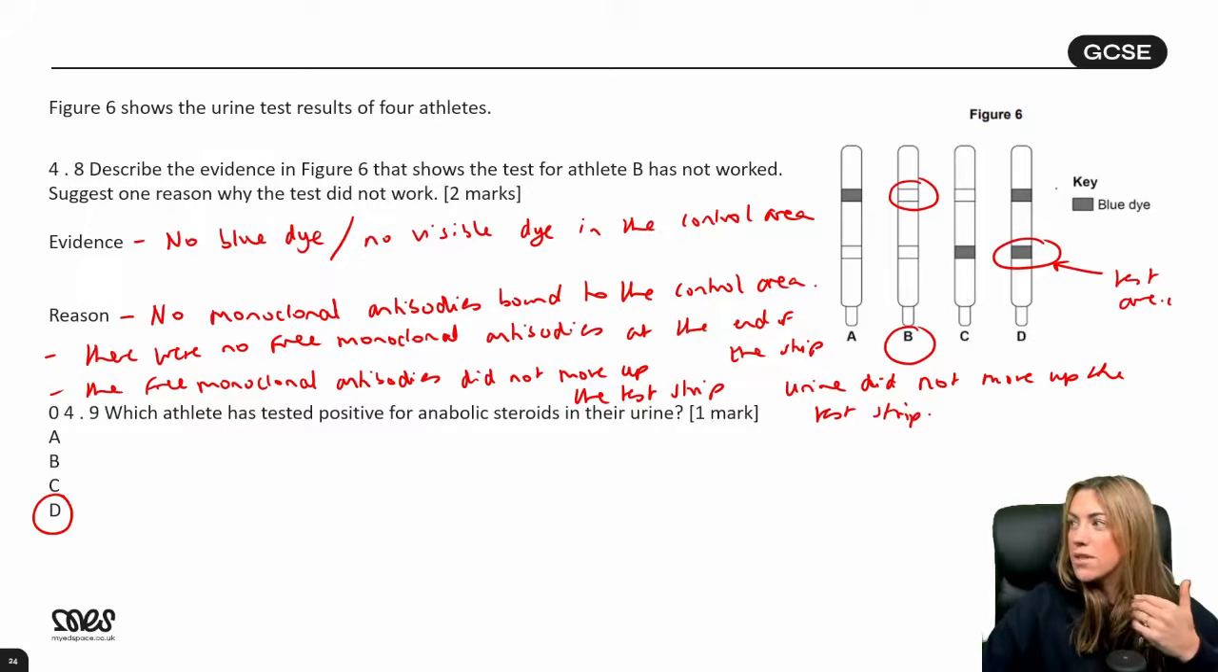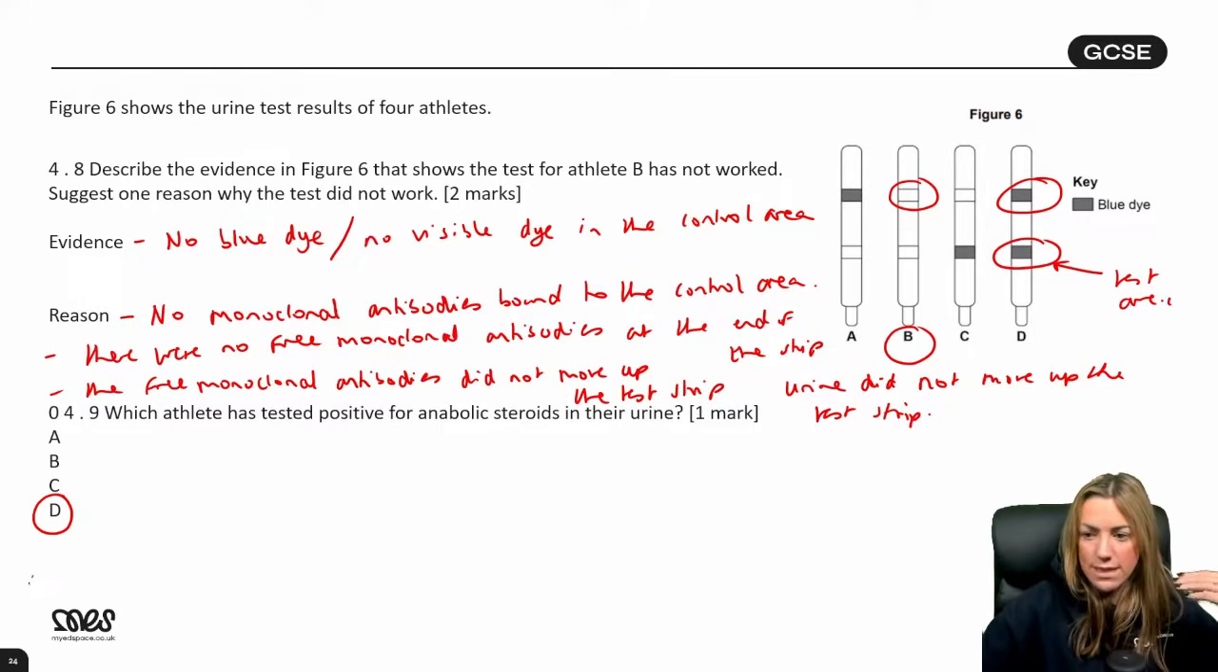So D, it was obviously working because the control area has gone blue, and there were obviously steroids in the person's urine because the test area has gone blue, so it's got to be D.